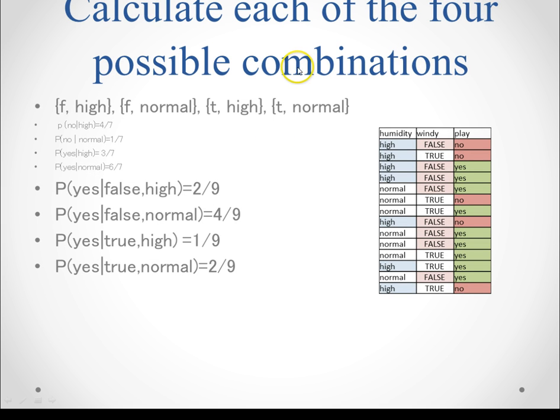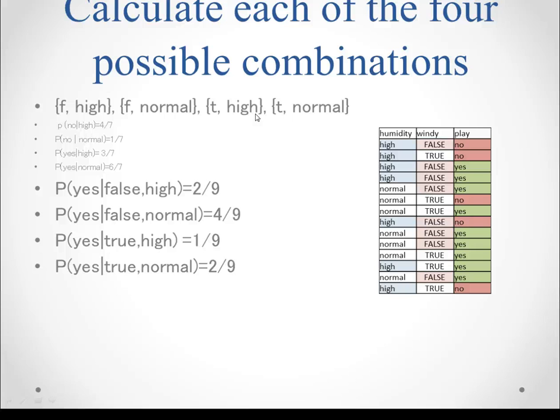Calculate each of the 4 possible combinations for humidity and windy. Humidity can only take 2 values, and windy can only take 2 values. So what are the 4 possible values together? You could have it's not windy and high humidity. You could have it's not windy and normal humidity. You could have it is windy and high humidity. And you can have it is windy and normal. Those are the only 4 possibilities, right?